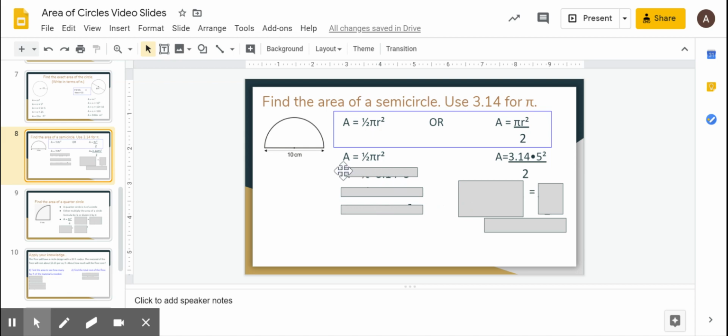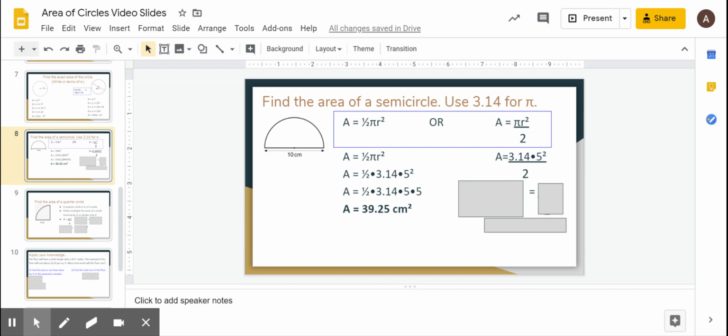So in this first method, we have area equals half times pi times r squared. So half times 3.14 times 5 squared. Remember, we have 5 here for the radius because the diameter is 10. So the radius is half of 10. So let's expand that 5 squared to be 5 times 5. And when we plug in all those numbers, we end up getting 39.25 centimeters squared.